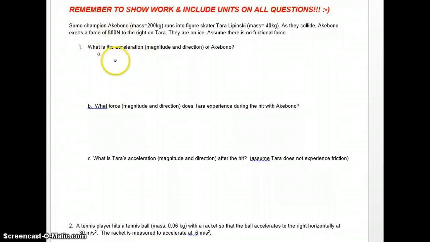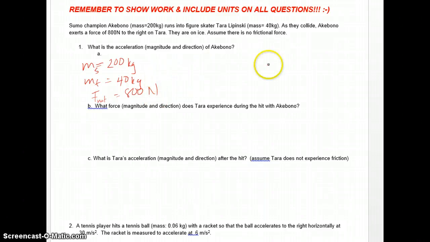You have a champion sumo wrestler. He has a mass of 200 kilograms. That is my M value. The figure skater has a mass of 40 kilograms. They collide, and we know that they have a force of 800 newtons net force. Okay? So in that case, what would the acceleration be for the sumo wrestler?